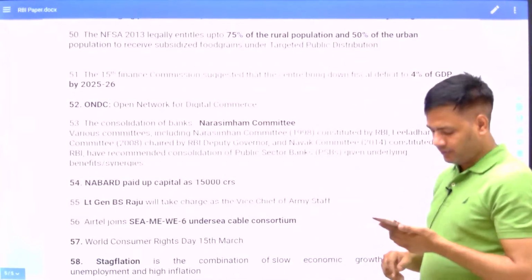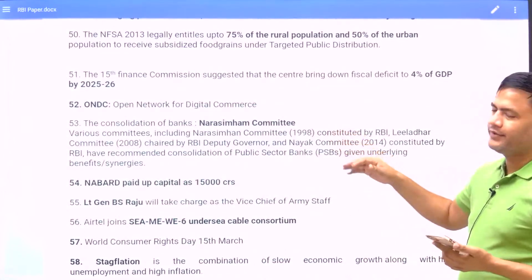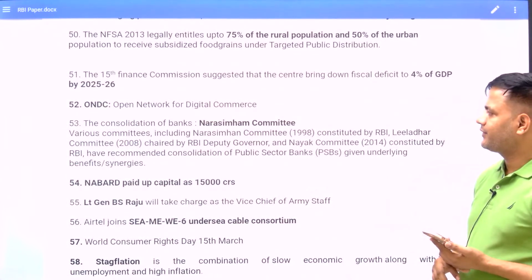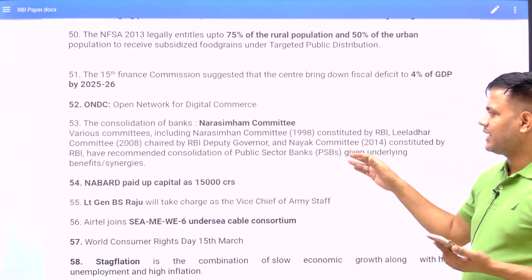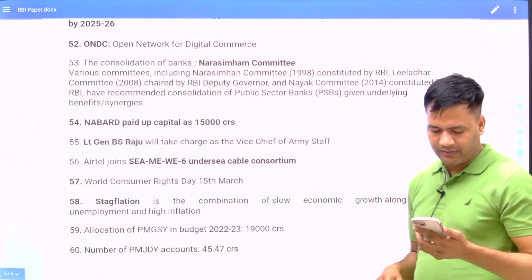ONDC, Open Network for Digital Commerce. ONDC full form, Open Network for Digital Commerce. The Consolidation of Banks Committee name was asked. So Narasimhan Committee.